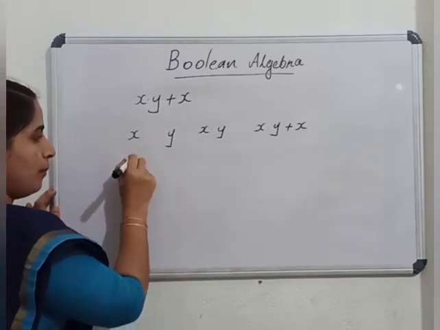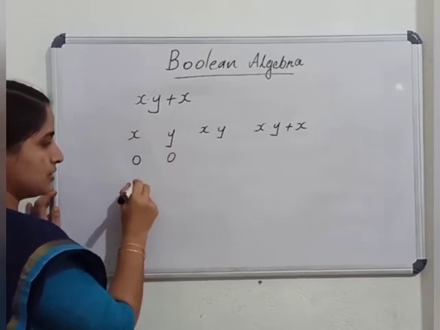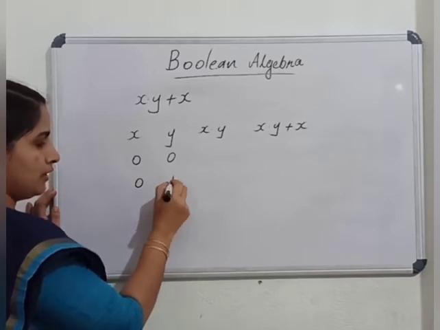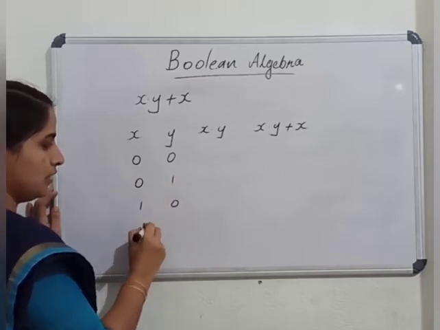Give all the possible combinations: 0, 0. Next combination is 0, 1. Next one is 1, 0. And next one is 1, 1.